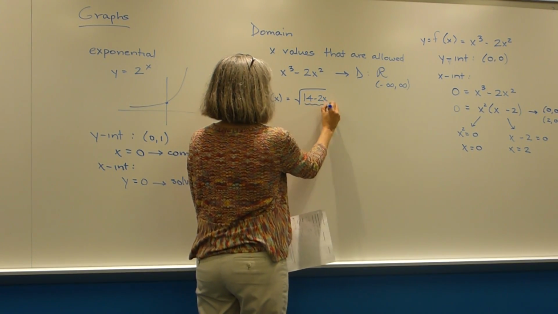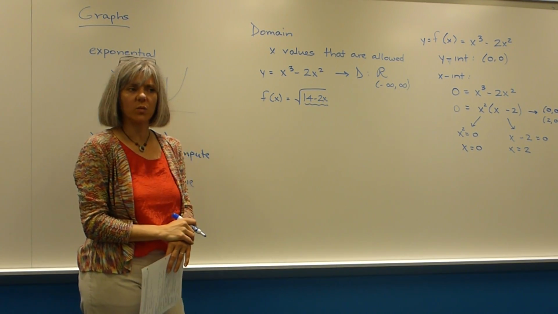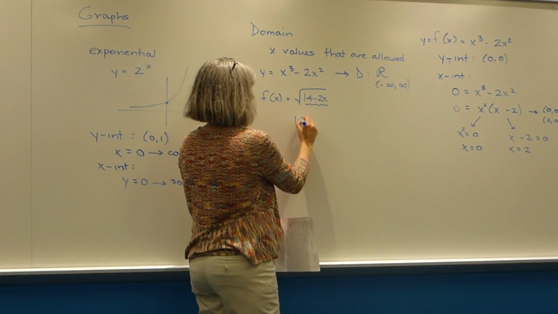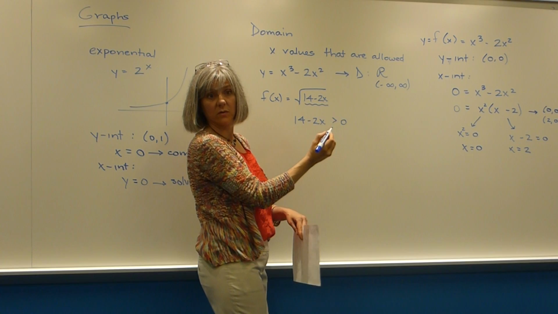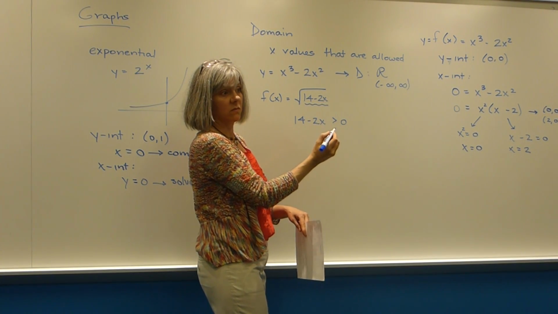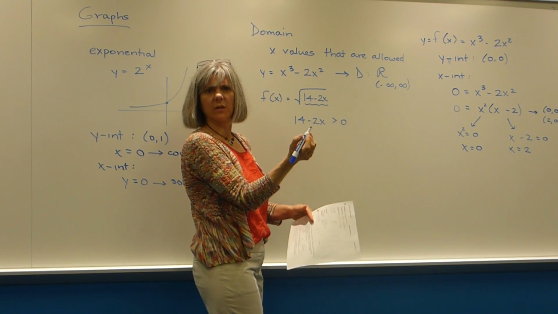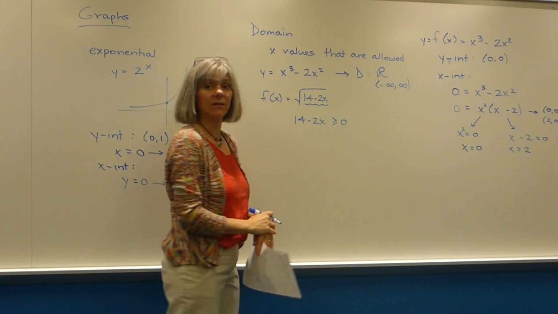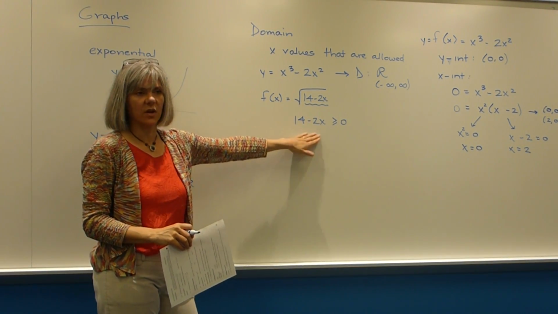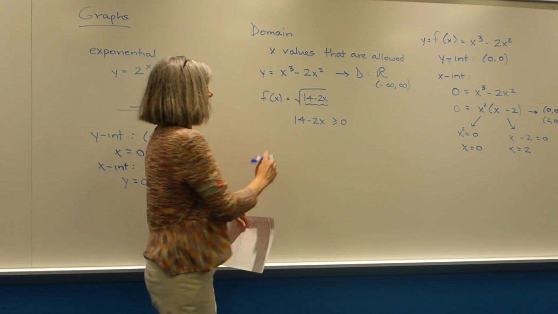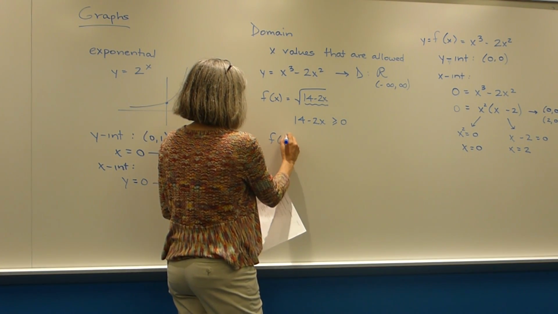What do I know? I know this. That number in there has to be what? It has to be positive, or can it be 0? Actually, it can be 0. Square root of 0 is 0, so that's okay. It just cannot be negative. But now I have an equation I can solve, right? And then I can solve it and get my domain. What about this one?